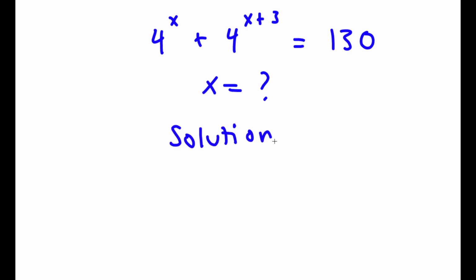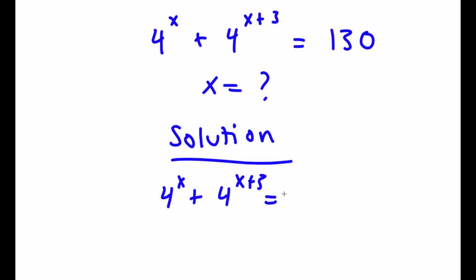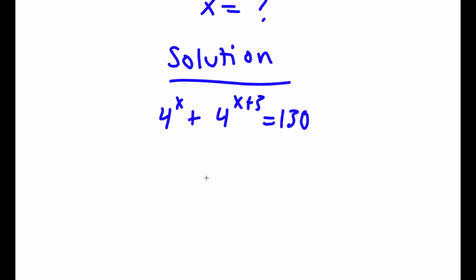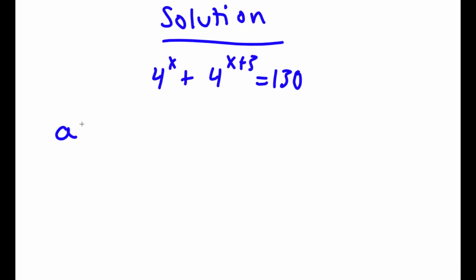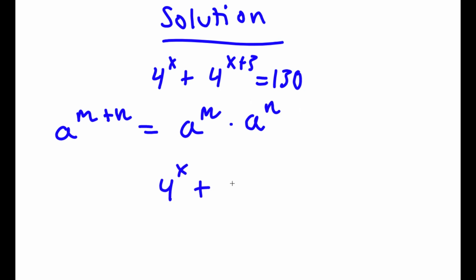So for my solution here, first start with 4^x + 4^(x+3) = 1/3. Now, if I have something in the form a^(m+n), this is equal to a^m times a^n. So 4^(x+3) we can rewrite as 4^x times 4^3. Now this is equal to 1/3.